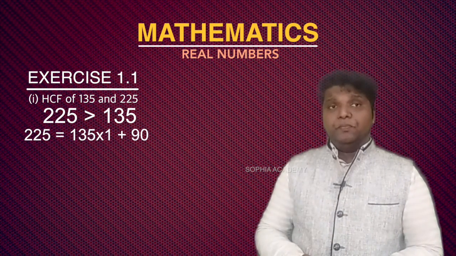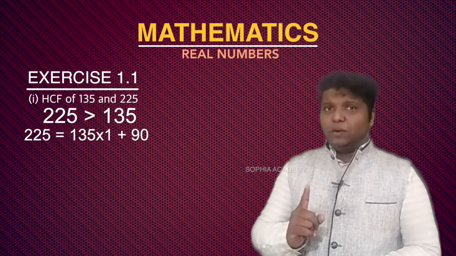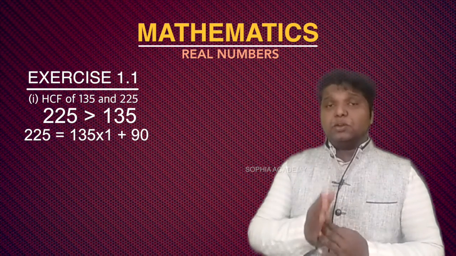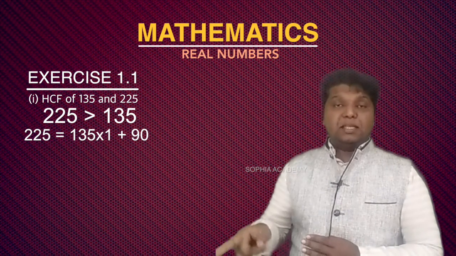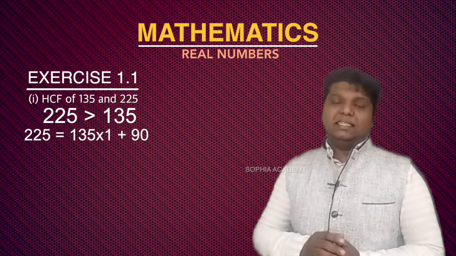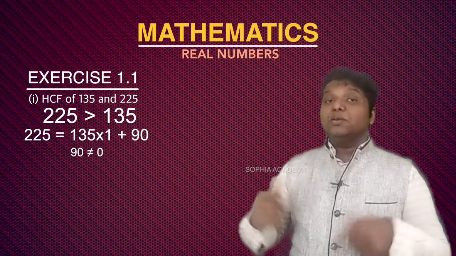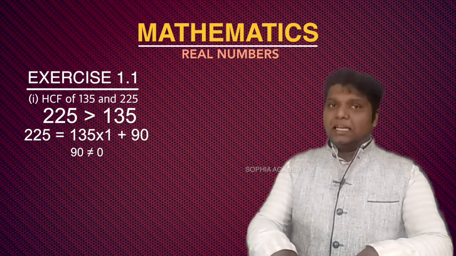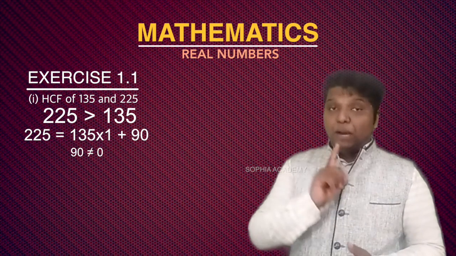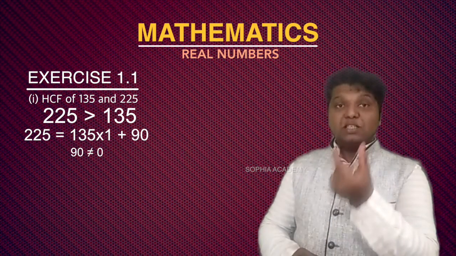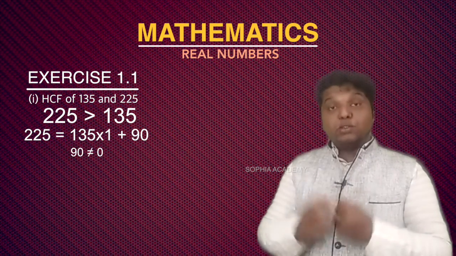225 is equal to 135 into how much times? 1, right? Only one time. So 225 is equal to 135 into 1 plus what is the remainder? 90. Okay. Is the remainder 0? No. So that means again you have to repeat. In which number you have to repeat? You have to repeat the same process by using this 135 and the remainder 90. You have to use those two numbers.